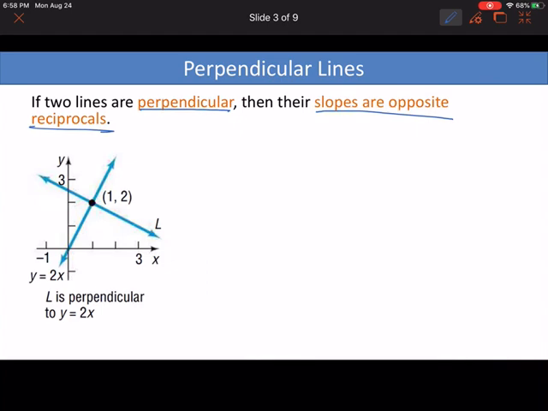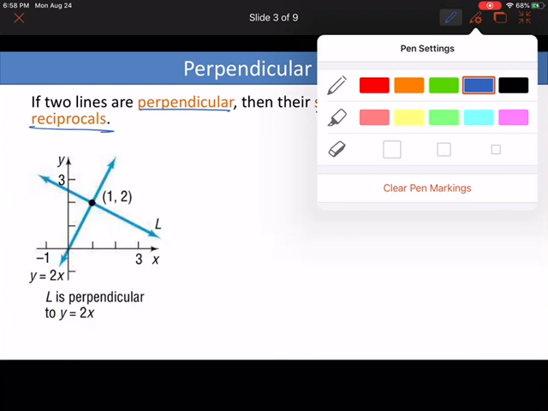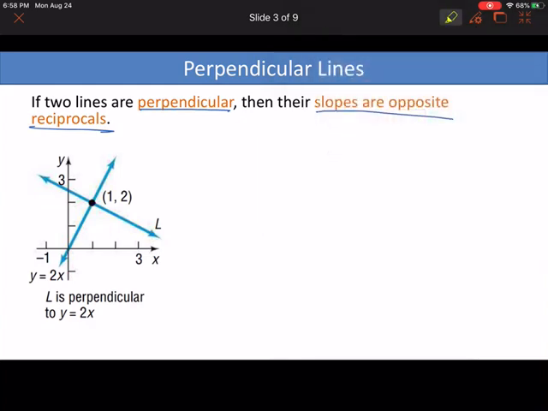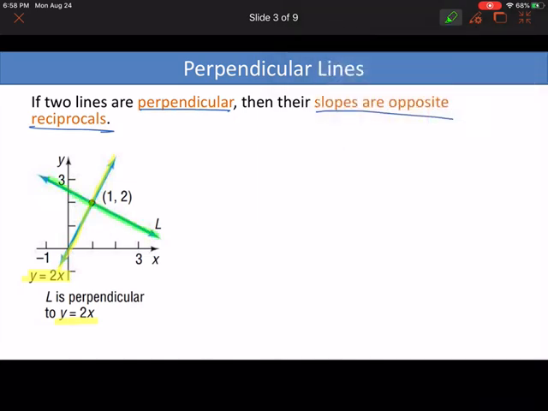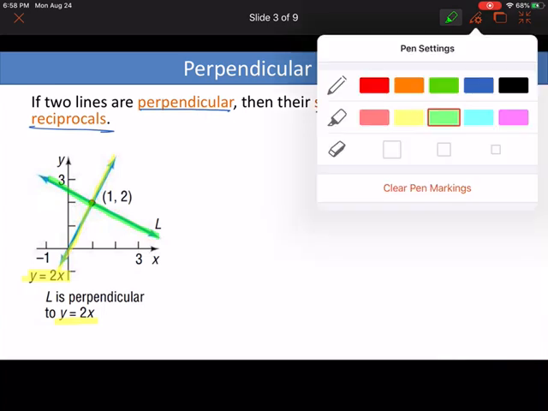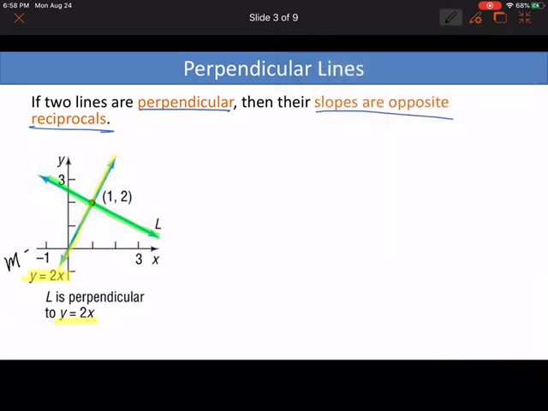So again, we have that same line here, right? That's 2x. But now L is perpendicular, right? L is going this way, is perpendicular to that line. So that given line, the slope is still 2. But then what would be the slope of L?